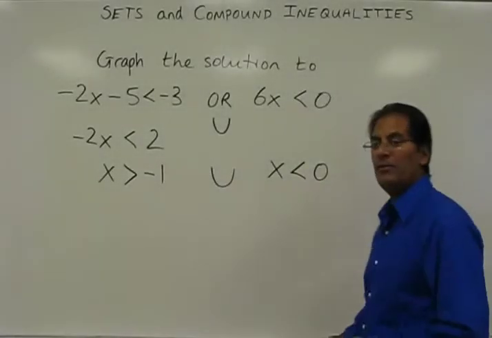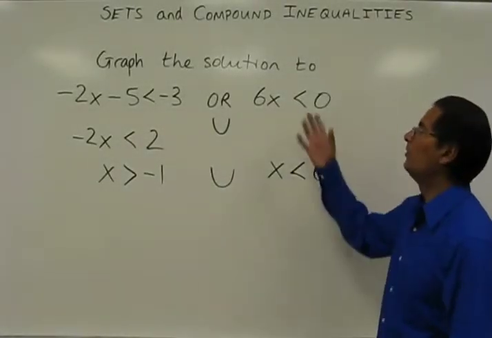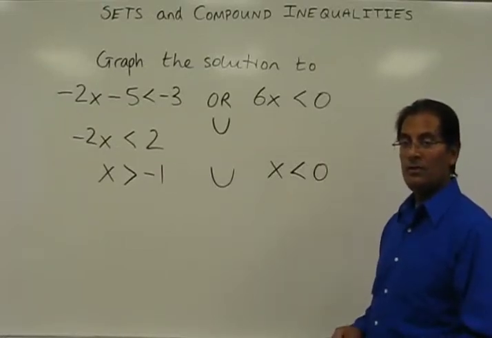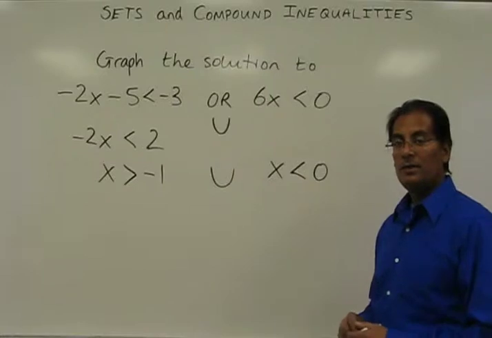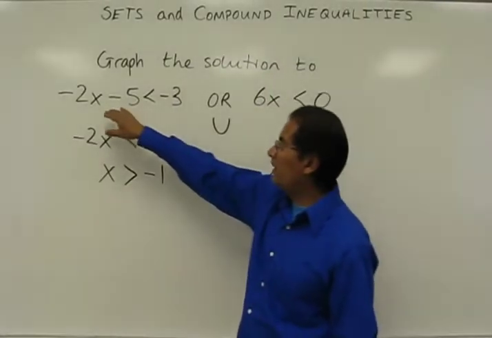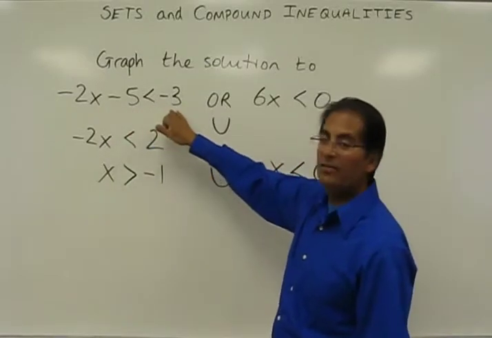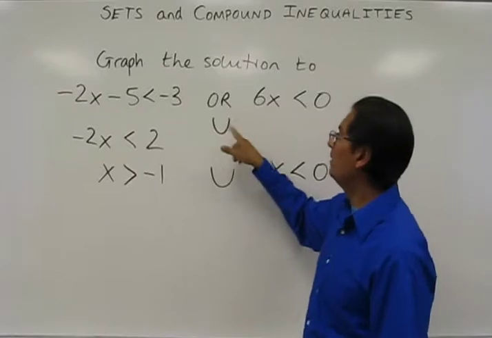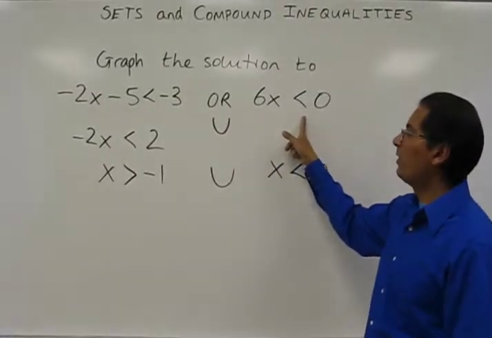Now here's a problem where we're asked to graph the solution. In fact, all the time we've been graphing the solutions to these compound inequalities. So we're asked to graph the solution to this inequality: negative 2x minus 5 is less than negative 3, or, union, same thing, 6x less than 0.